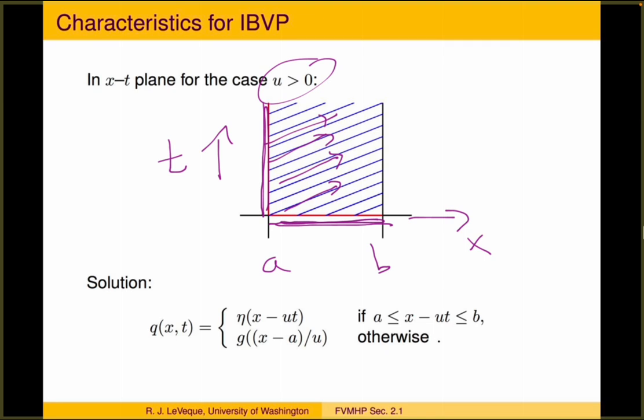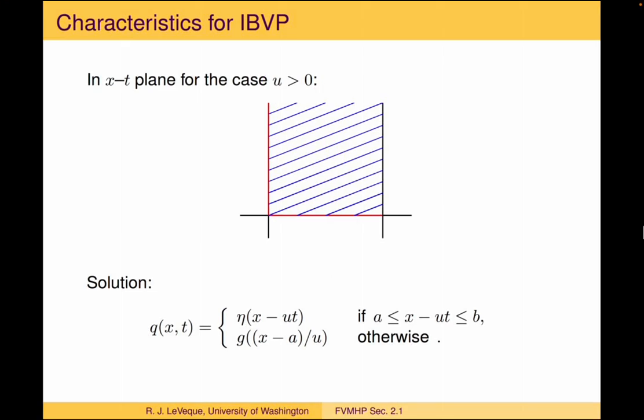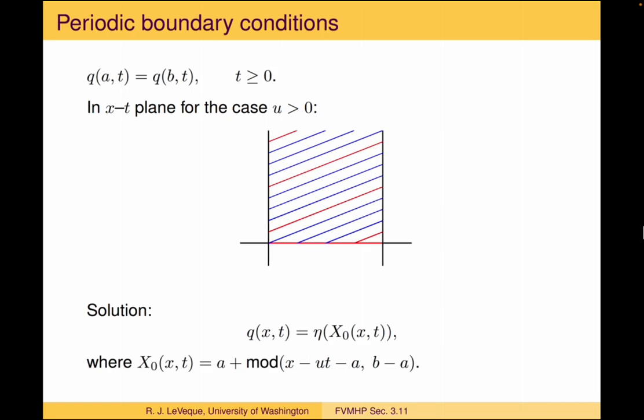And you can write out the solution in terms of your function eta of x, the initial conditions down here, and your function g of t that's specified along the left boundary in this form. You can also see that at any point you can trace back a characteristic, and it either hits the initial data or it hits the boundary, and then we can use the advection equation solution to work that out.